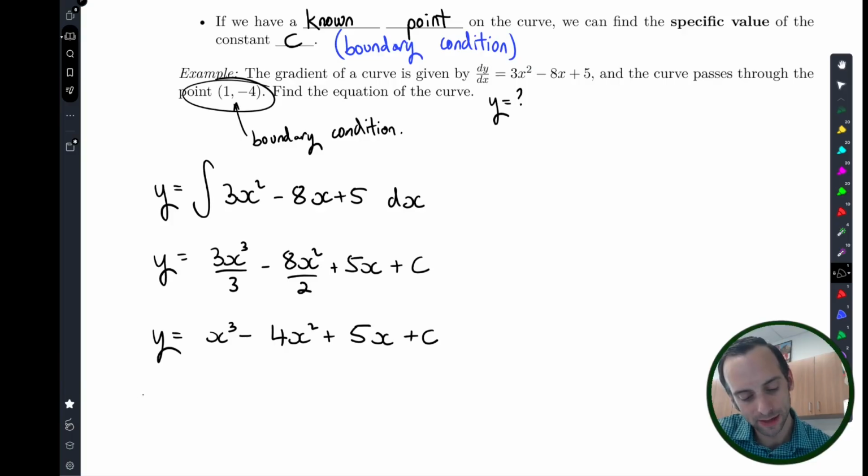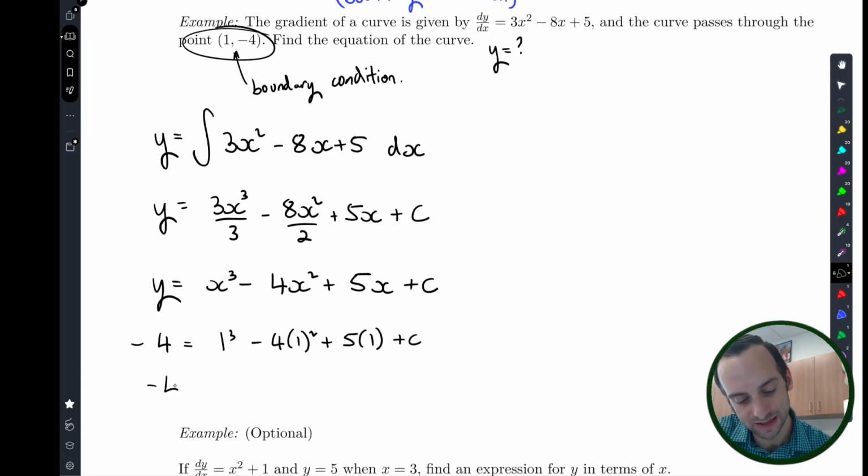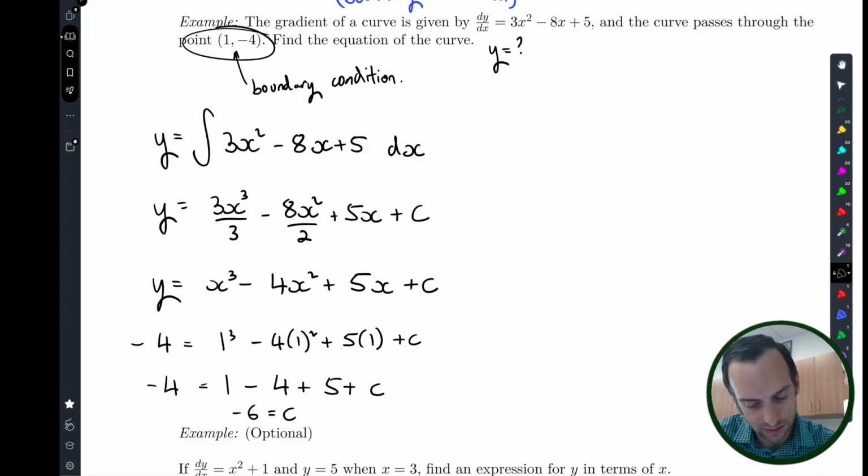Now we can substitute in that known point, so negative 4 equals 1 cubed minus 4 times 1 squared plus 5 times 1 plus c. We'll crunch the numbers here. This is negative 4 equals 1 minus 4 plus 5 plus c. And we can get this down to give us c equals, what have we got there? I believe that is, the negative 4's cancel. 1 plus 5 is 6. c should equal negative 6. I think I'm missing something. We'll go with c equals negative 6.